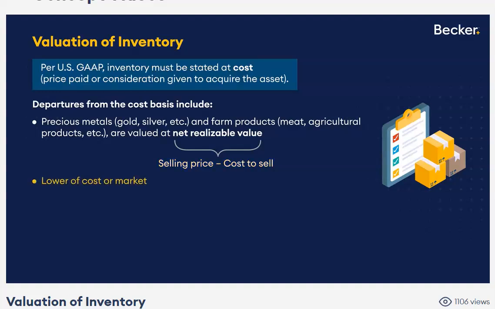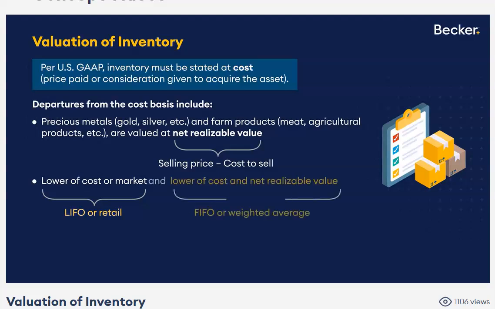Okay, sometimes we'll use lower of cost or market. That's when you're LIFO or retail, we will use lower of cost or market. If you're FIFO or weighted average, then we're going to use lower of cost or net realizable value. So really, lower of cost or net realizable value is kind of like the general rule, FIFO weighted average. It's more of an exception when you're using the LIFO. So the lower of cost or market is just going to be the LIFO, okay, or retail. And I'll talk about lower of cost or market and how to calculate that in just a little bit.